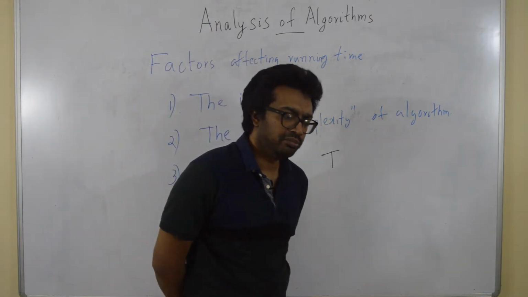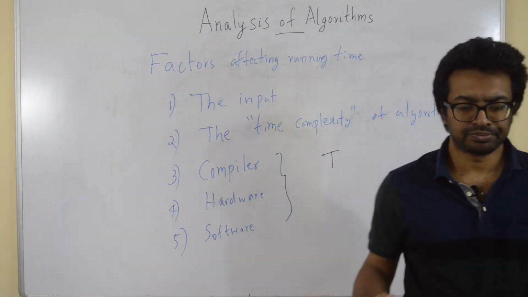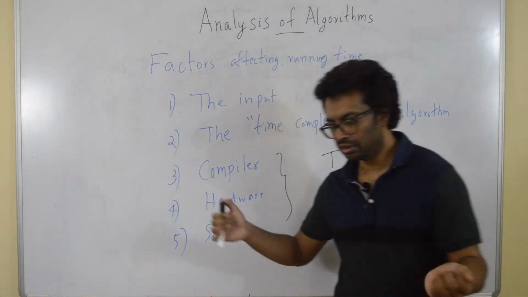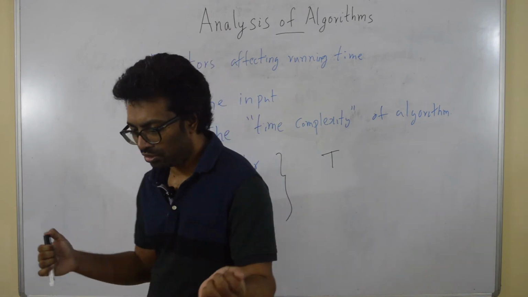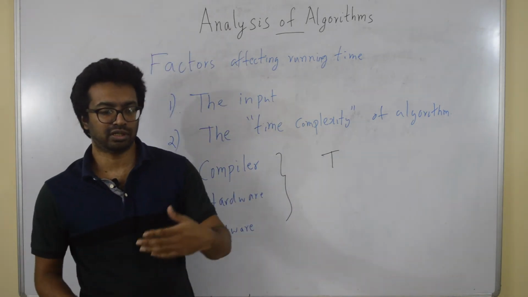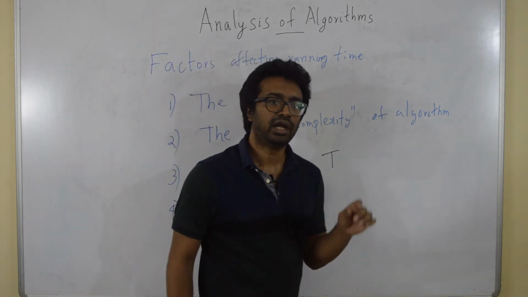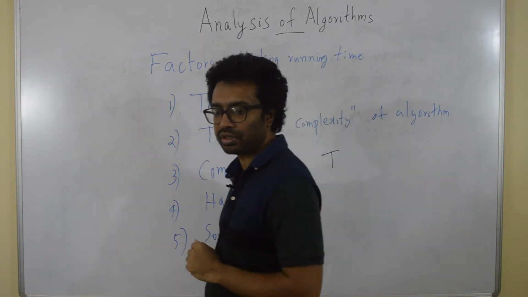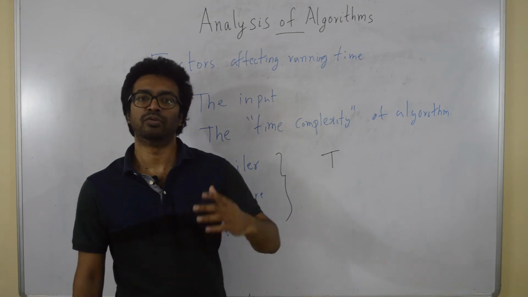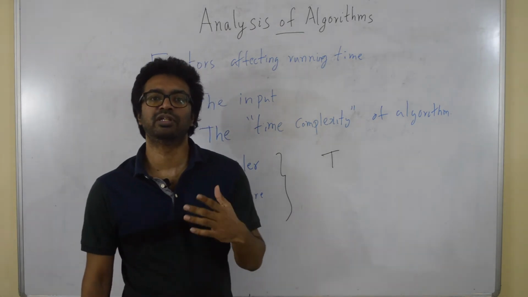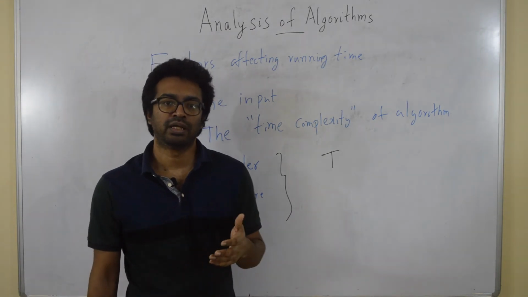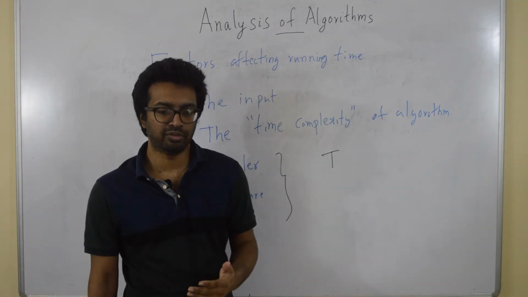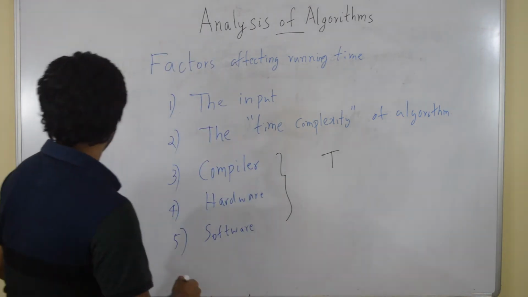For example, it can be that you have a list of numbers, maybe an array or a linked list, and you are interested in finding, let's say, the maximum number in that list. Now, how much time does your algorithm take to run? It's going to depend on the input. So if the input is, let me just draw it.